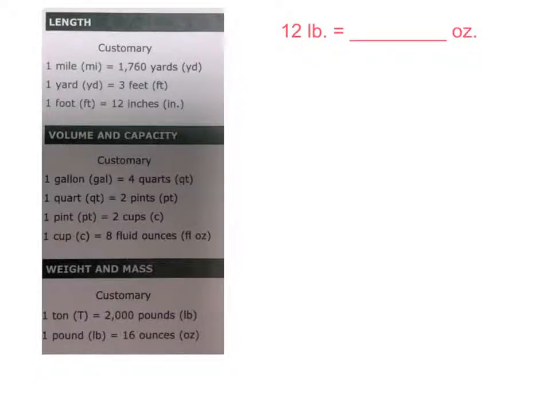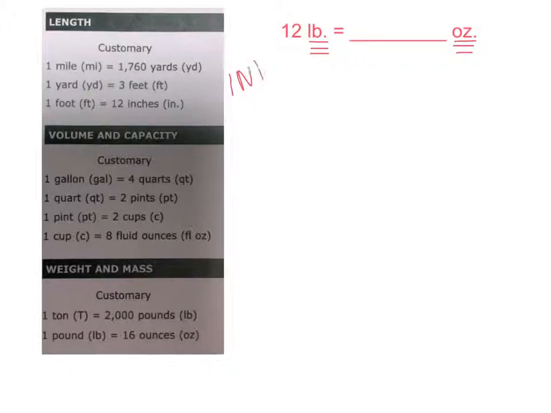In this video, we're going to talk about converting measurements of weight and mass. Specifically, we're talking about customary weight. In this problem, we have 12 pounds equals how many ounces. So I have my star chart over here to the side, and I know that my problem is only concerned with a conversion that has pounds and ounces.